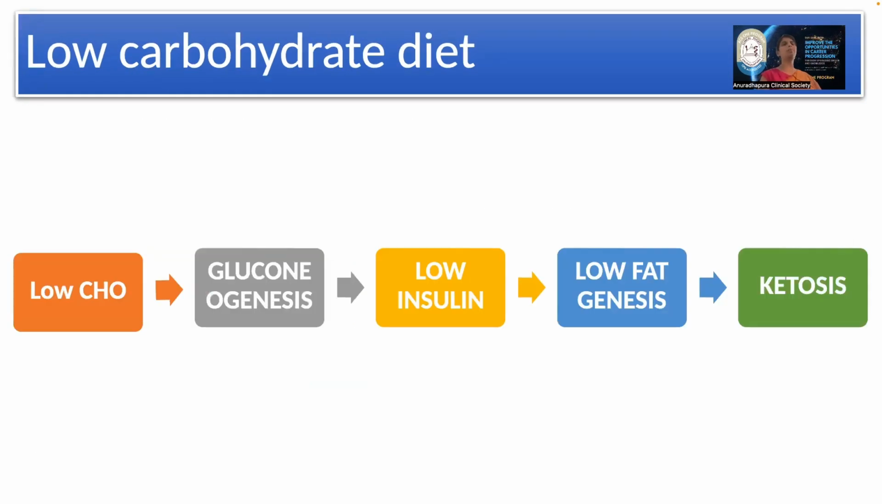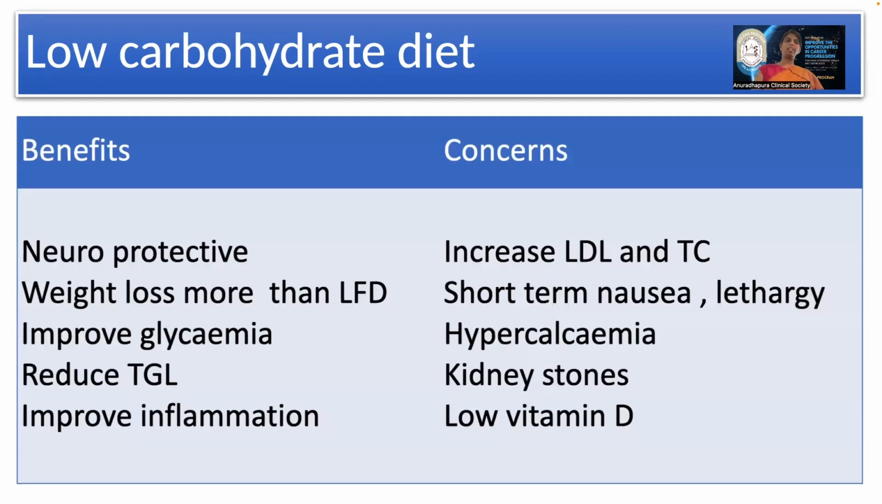So what is happening in a low carb diet? Why is it so fascinating, so fast in weight loss? Because it will induce ketosis. With ketosis, we use ketone bodies for energy and fat will be hydrolyzed. So what are the benefits of a low carb diet? It is neuroprotective. We all know that for neurological diseases, we are using this diet. And weight loss is quicker and more compared to the low fat diet. It improves glycemia. In diabetic patients, glycemic control will be improved quickly, and it will reduce triglyceride and improve the inflammation.